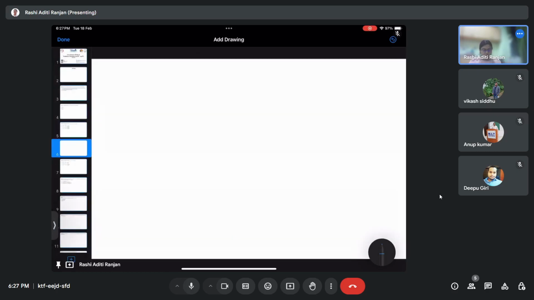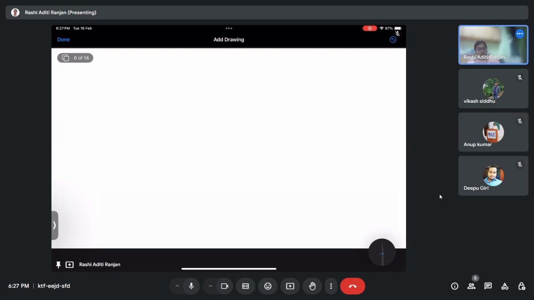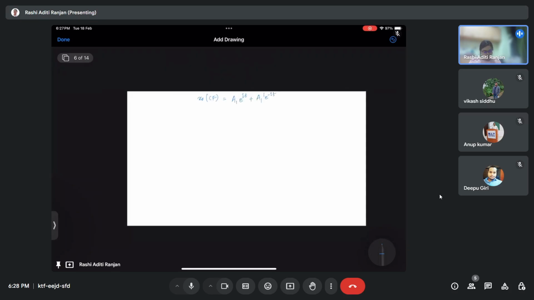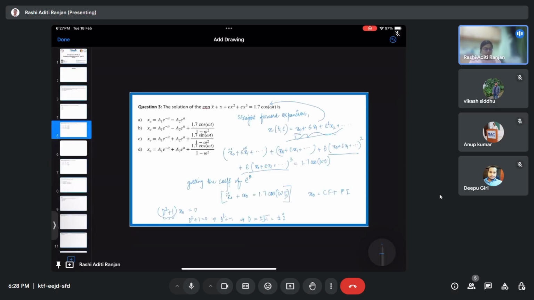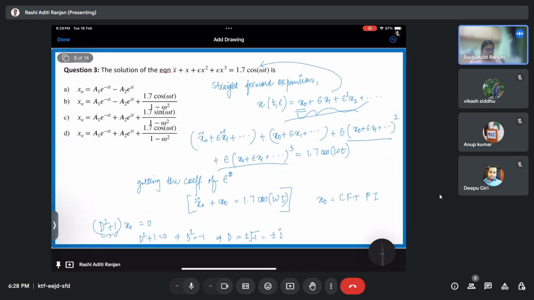I'll add a slide. My x naught complementary function is nothing but, let us suppose, a1 e to the power iota t plus a1 dash e to the power minus iota t. So this is my complementary function. I hope this is clear. How are we getting this? This is basic mathematics. This is how we find the solution for a differential equation. We find the complementary function, we find the particular integral, and we add them.